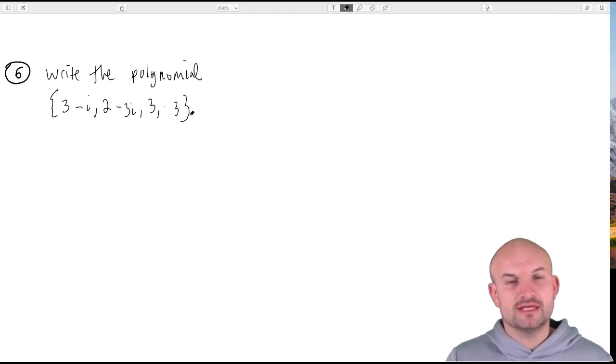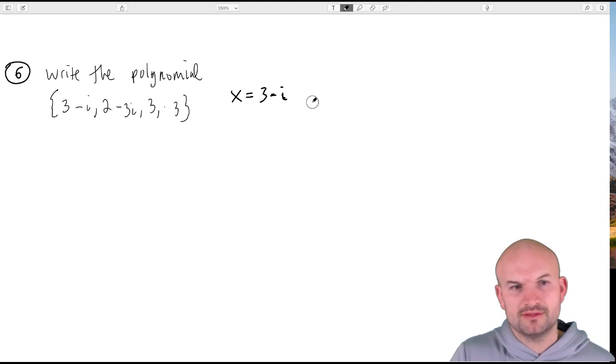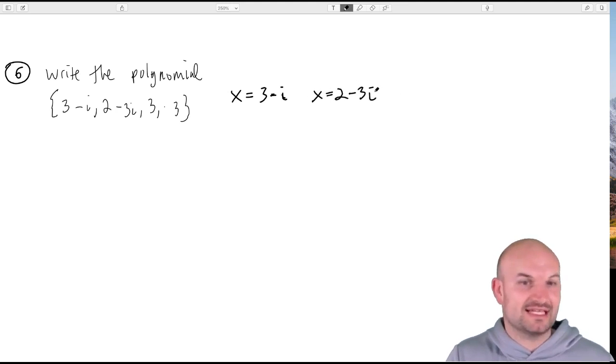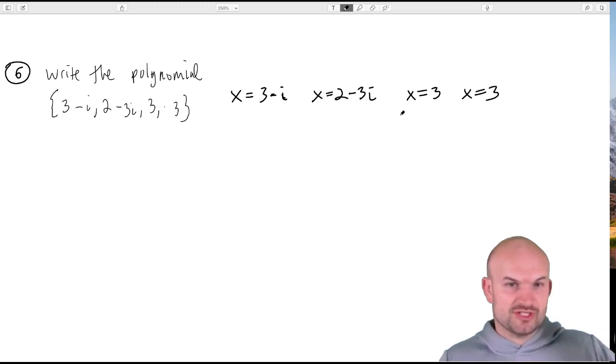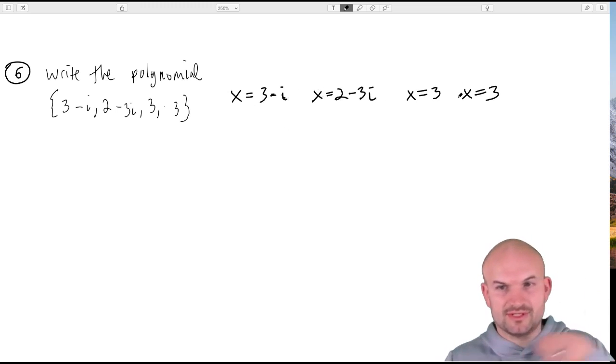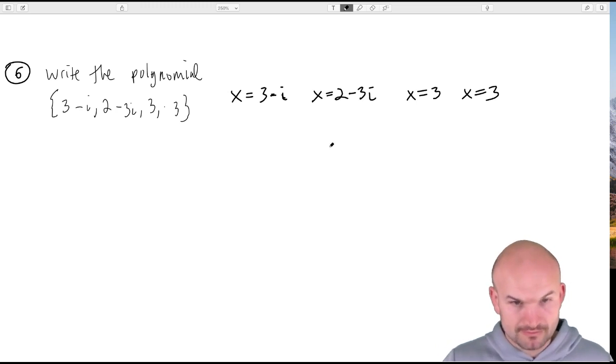These are all zeros. So what you're going to want to do is write each zero equal to x, right? Because remember, when we solve for the zeros of a polynomial, one way that we can write them is like x equals this. These are all the solutions. x equals this, x equals that, x equals these two. So there's some important things that are happening here.